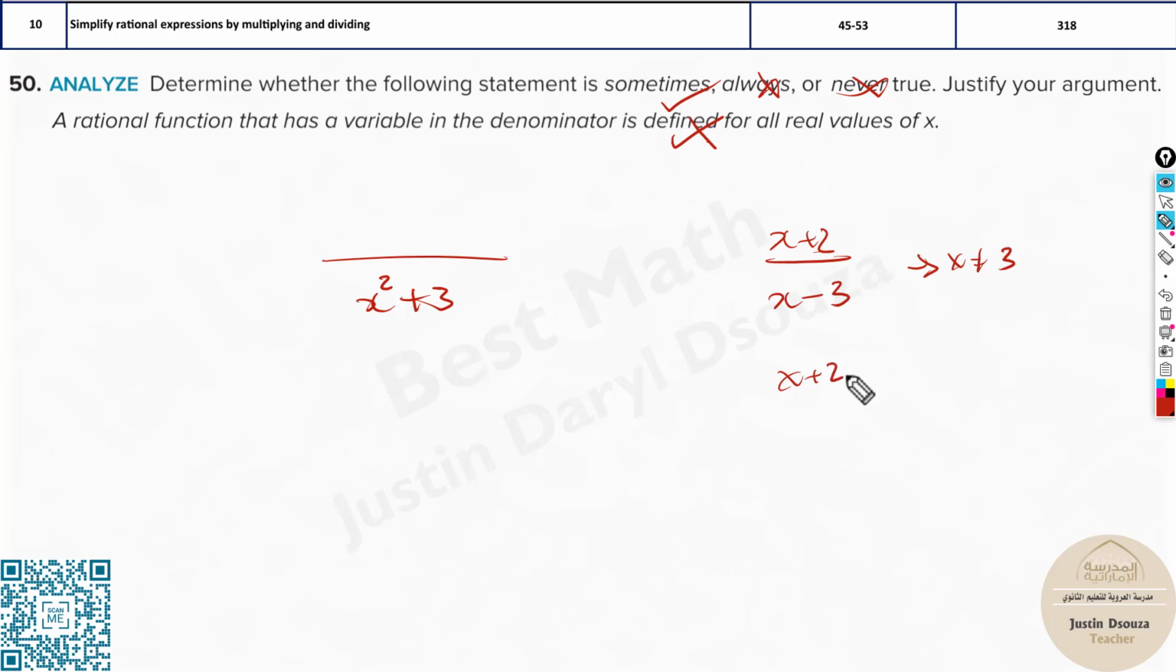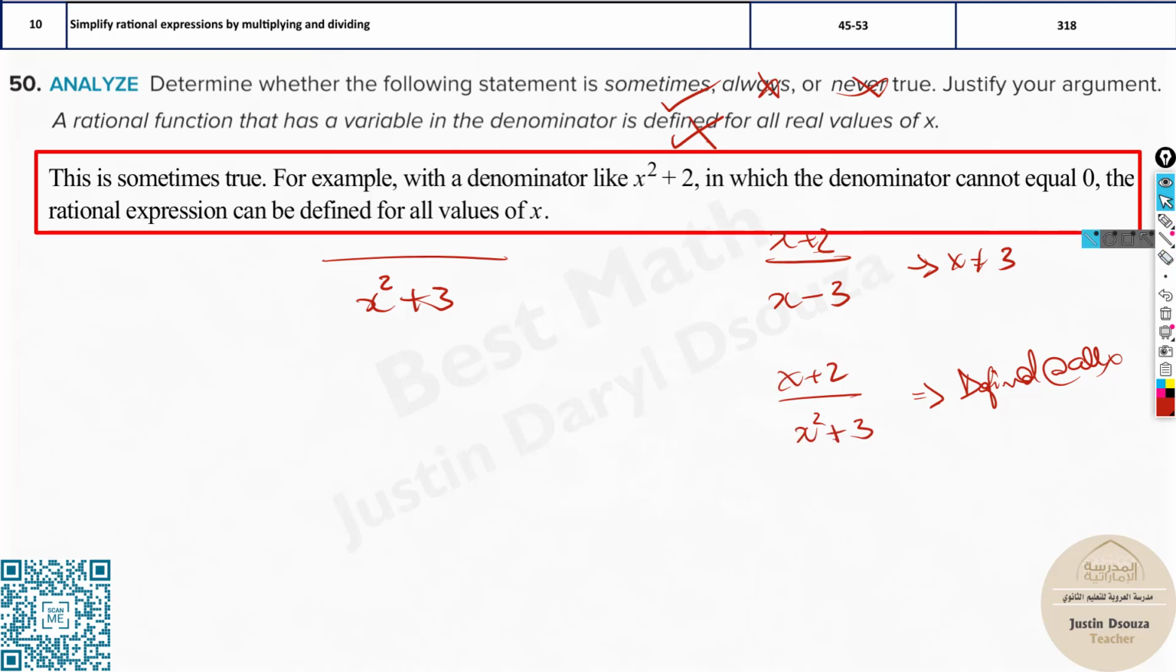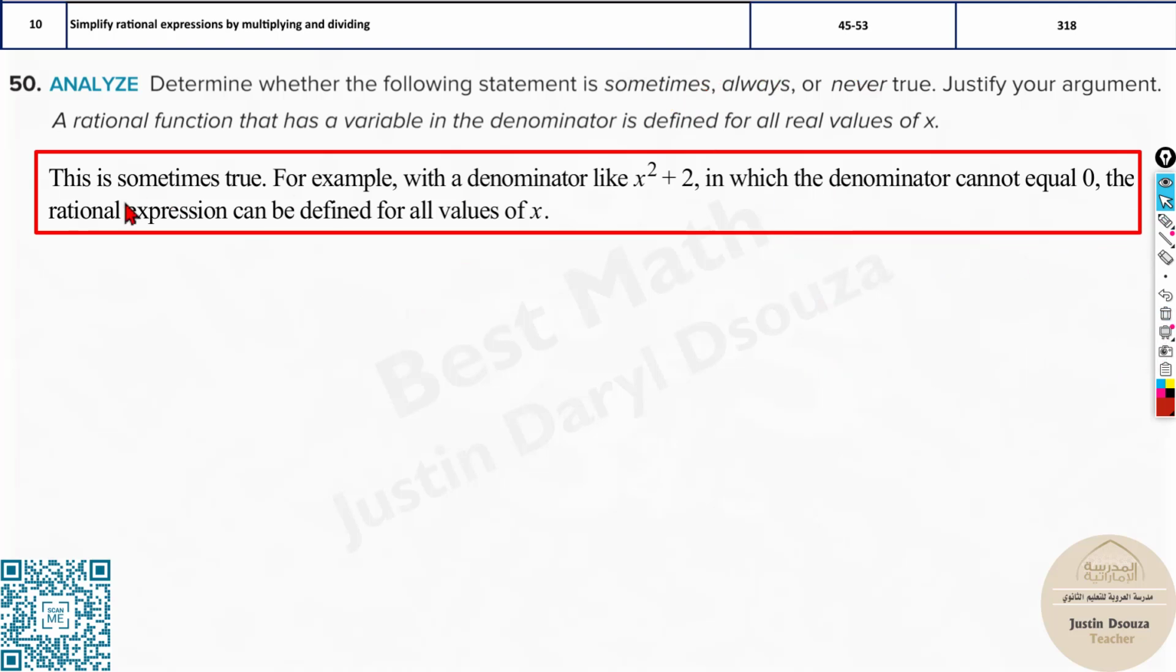Now the same thing, x plus 2 divided by x squared plus 3. You can literally put any value of x, and what happens? It's defined everywhere, defined at all x. Why? Because over here you can have negative numbers or positive numbers, the square is going to be positive itself and you're adding it. So it's fine. So it's sometimes true.